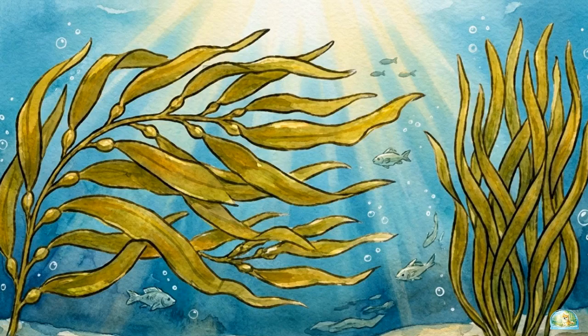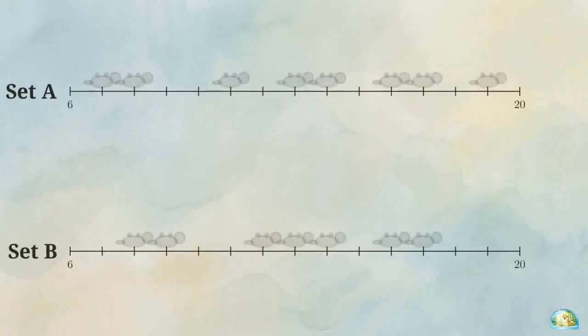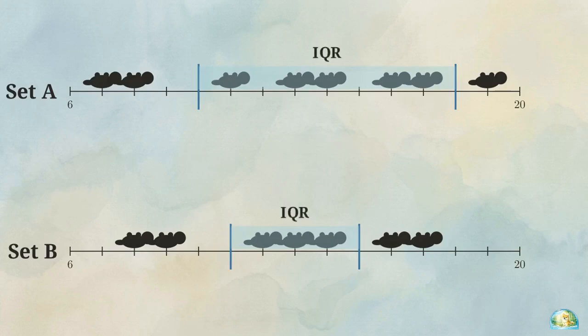Let's focus on measuring that spread. We have two new sets of data living in these kelp beds, set A and set B, and we need to compare their middle 50%. This diagram shows the first and third quartile boundaries for both sets. The interquartile range, or IQR, gives us a precise measurement of the spread between these boundaries.